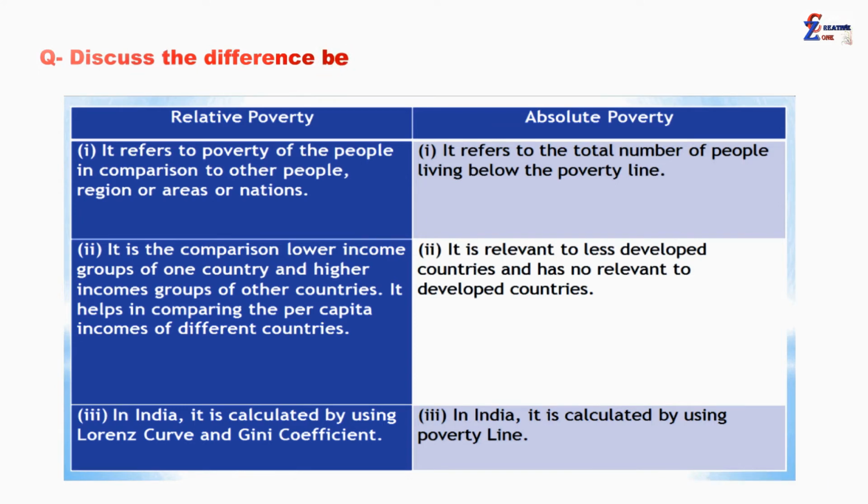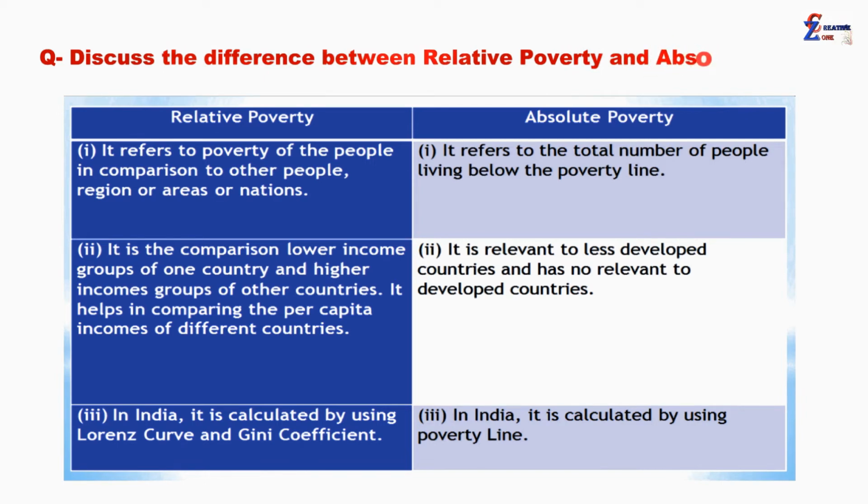Now we are going to see about the second difference between the relative and absolute poverty. The relative poverty is the comparison of lower income groups of one country and higher income groups of the other countries. It helps in comparing the per capita incomes of different countries. Whereas in case of absolute poverty, it is relevant to less developed countries and has no relevance to developed countries.